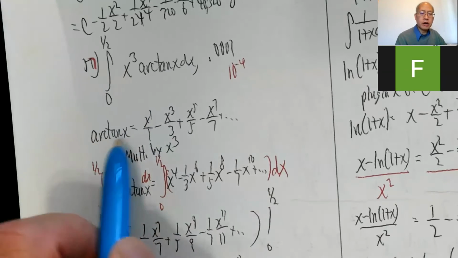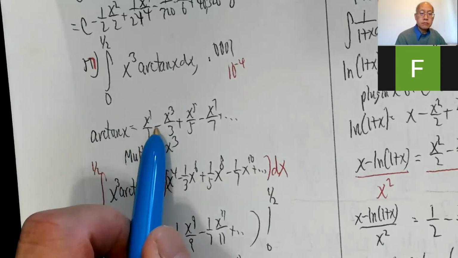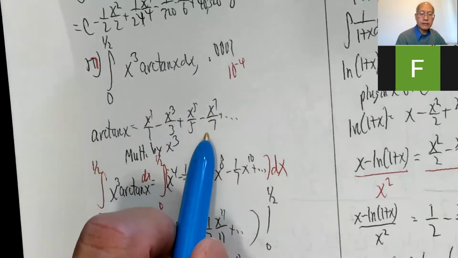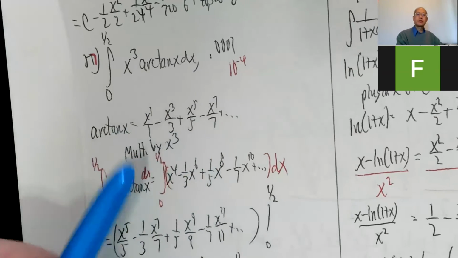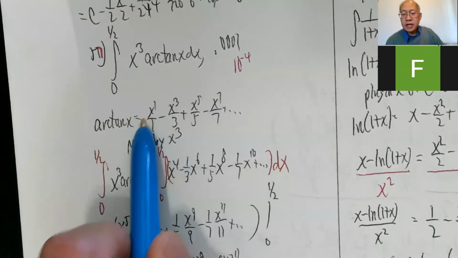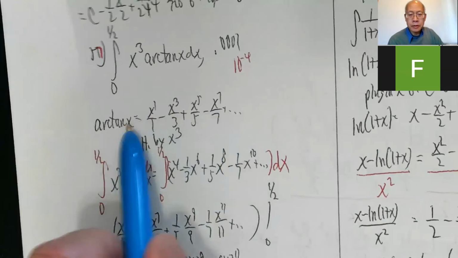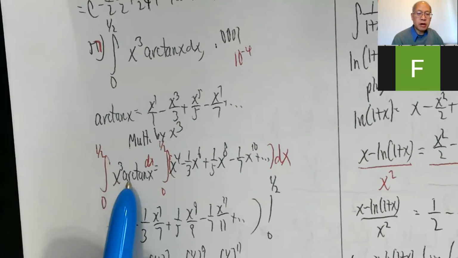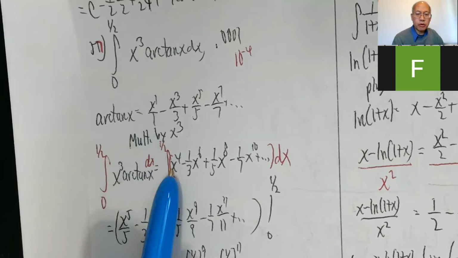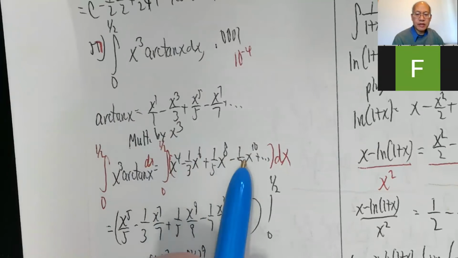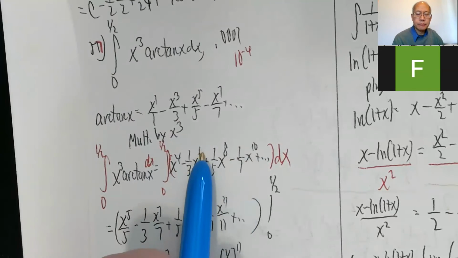So arctan, formula for arctan, x to the 1 minus x cubed over 3 plus x to the 5th over 5 minus x to the 7th over 7. You can find that on that page that I gave you, right? By the way, this is the same as sine, except the sine had factorials. This one didn't. Okay, then multiplied by x cubed arctan x. So that becomes x to the 4th minus 1/3 x to the 6th plus 1/5 x to the 8th minus 1/7 x to the 10th plus dot, dot, dot.